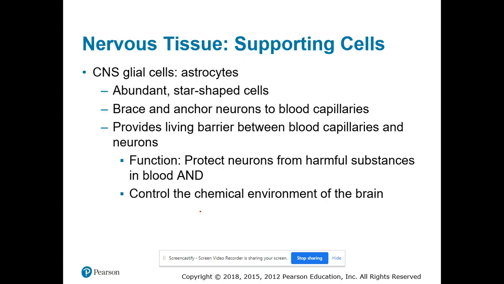So let's talk about the different types of supporting cells in your central nervous system. The first one we're going to talk about are called astrocytes. These are very abundant and they're star-shaped, hence the name astro, like astronomy. What they do is they help brace and anchor neurons to the capillaries, which are just tiny blood vessels.